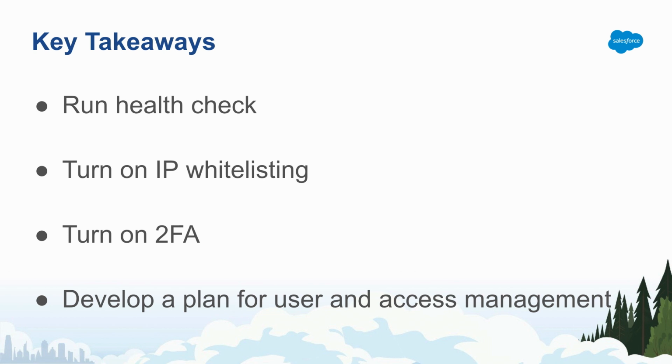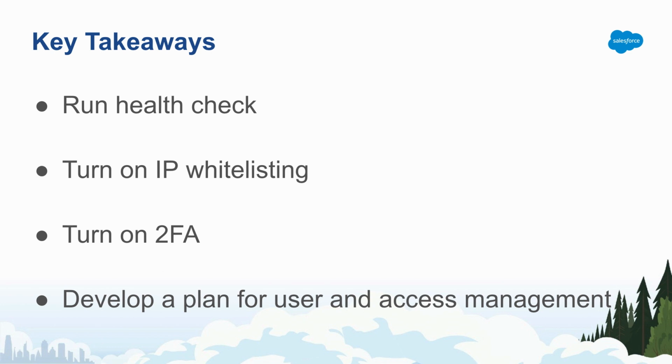Turn on IP whitelisting. If you expect customers or people using your org to come from specific IP ranges, add those to your org. There is no reason why people from unexpected IP ranges should be able to access your org. Turn on 2FA. Look into products like Salesforce Authenticator. There are other products in the market as well, and you can use them. Turn that on for all the possible profiles within your organization so that people will have two forms of authentication, which might be password plus something else.